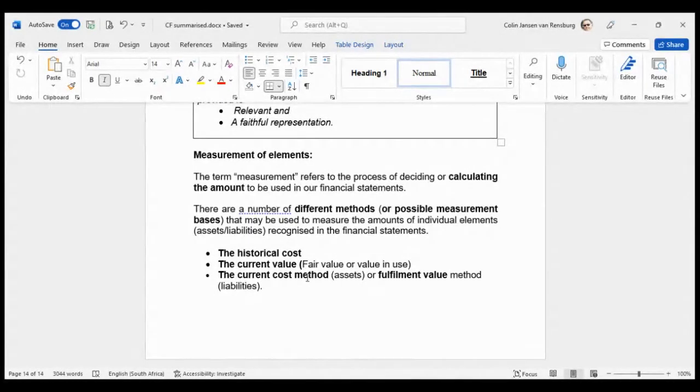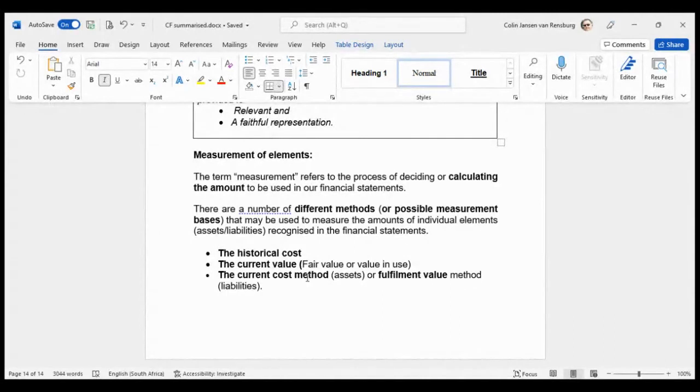As you can see, the difference between the current value method, the fair value part thereof, is what you can get for it if you should sell your asset, right? But the current cost method is what will it cost you if you should replace your asset with a similar asset. And when we say similar asset, it must be almost identical, it must be of the same age, and so forth, right? So that you can also use that as a valuation or measurement basis.